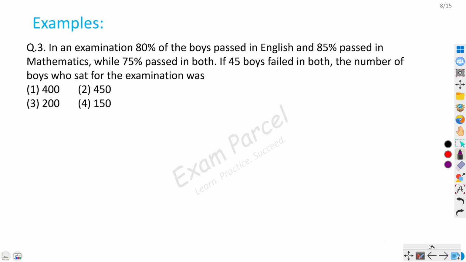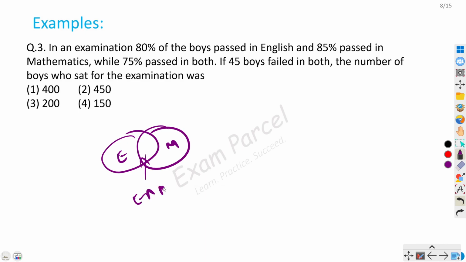Okay, third question. In an examination, 80% of boys passed in English, 85% in maths, while 75% passed in both. If 45 boys failed in both, find the number of boys who sat for the examination. So same approach: English, math, and this is English intersection math, the common one. 80%, 85%, and this is 75%. And they have asked you the total number of boys who sat for the examination.